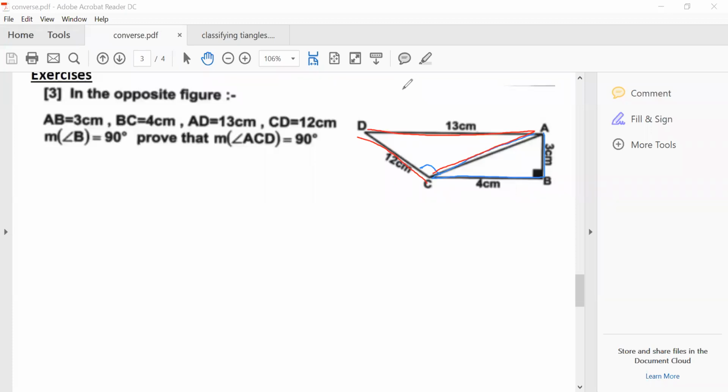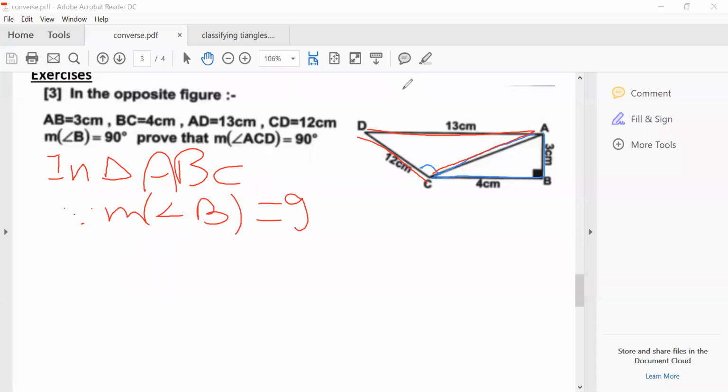Okay, so first I will start with triangle ABC. I have two sides. I want to apply Pythagoras in ABC since the measure of angle B equals 90. Who can tell me AC square will be what? ADC. No, it's ABC, not ADC, Aisha. First I want to get this side, AC, from the triangle down.